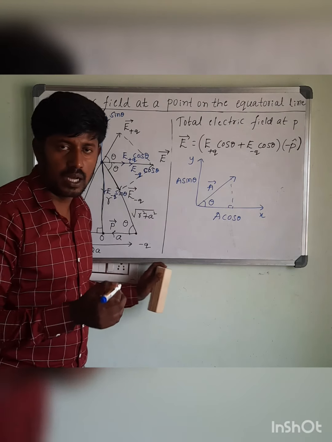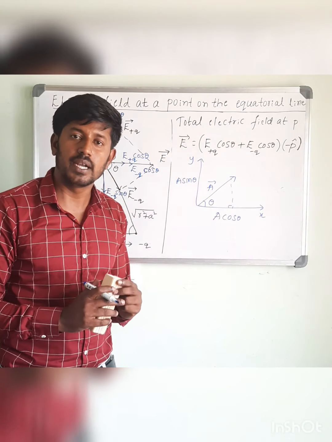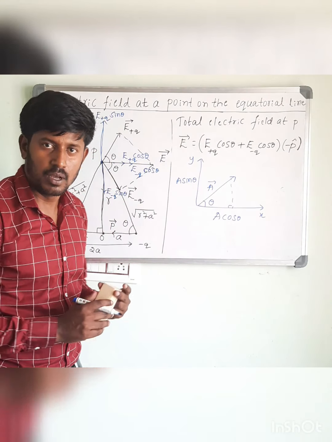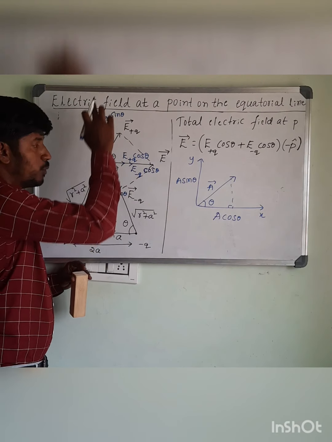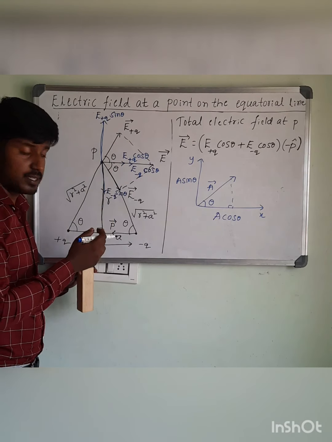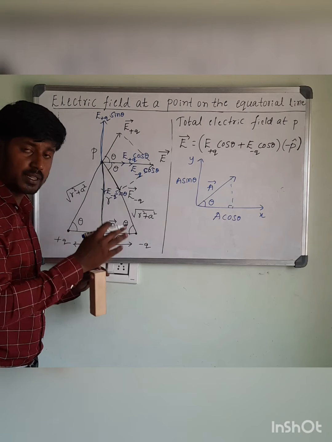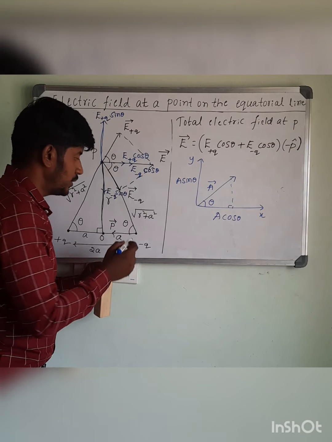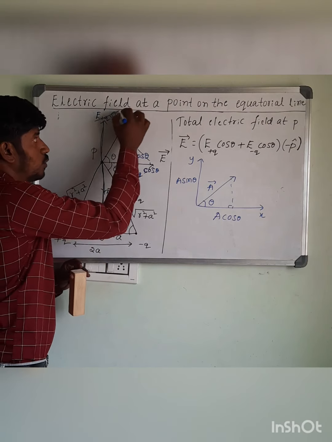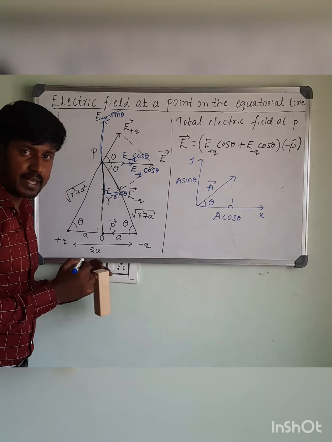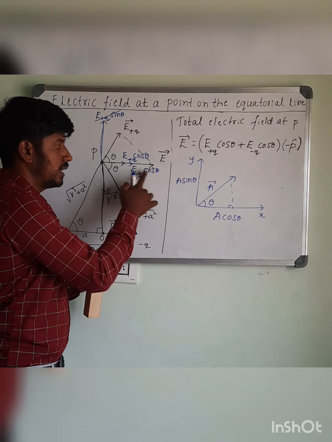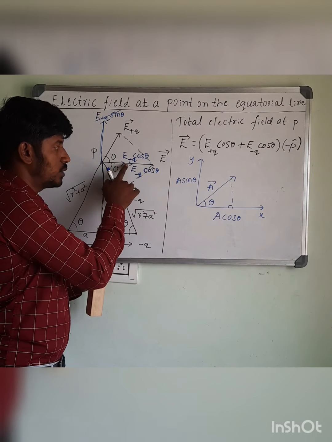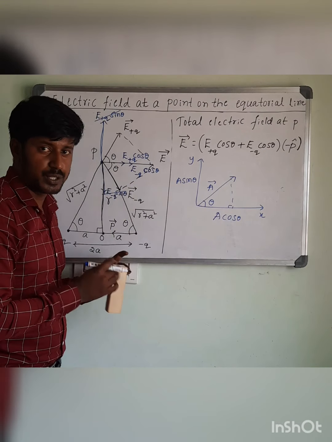We already told that the magnitude of E plus Q and E minus Q will be same, but here E plus Q sine theta is along the positive y-axis, and E minus Q sine theta is along the negative y direction. These two are equal in magnitude, that's why they get cancelled. But what about E plus Q cos theta and E minus Q cos theta? These two are along the same direction.